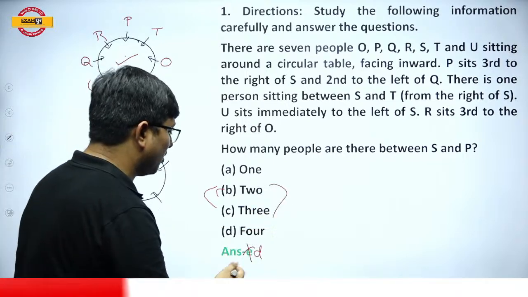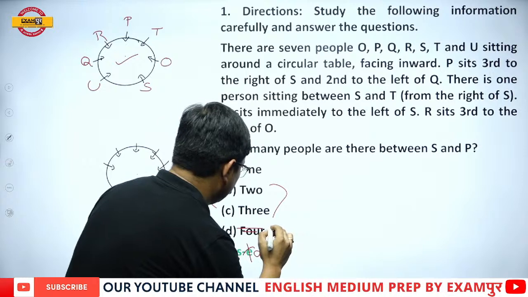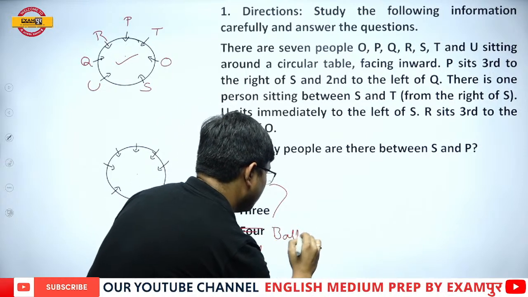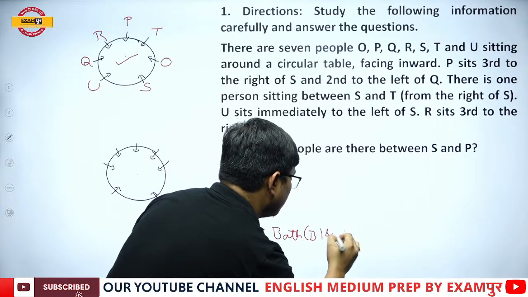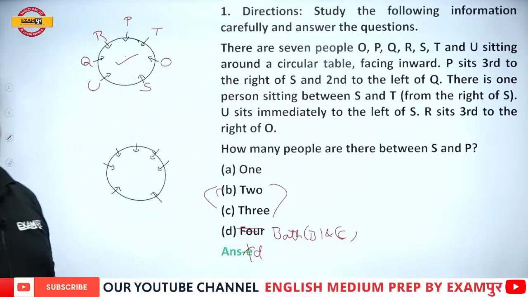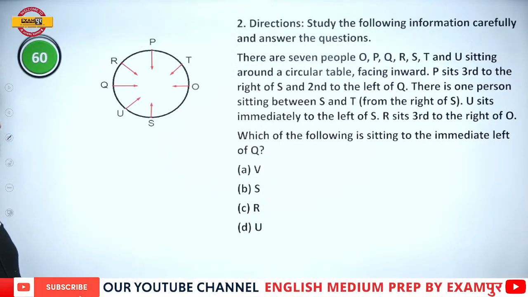So the answer should be such an option which says both B and C. Both B and C option. 2 as well as 3. Getting it? Next.